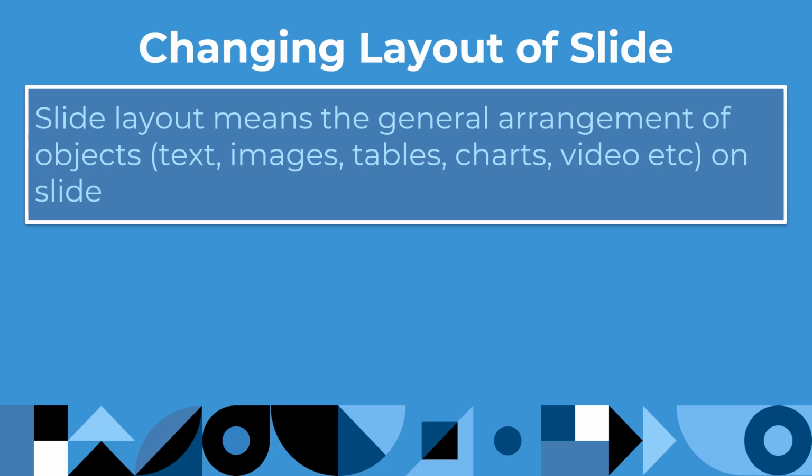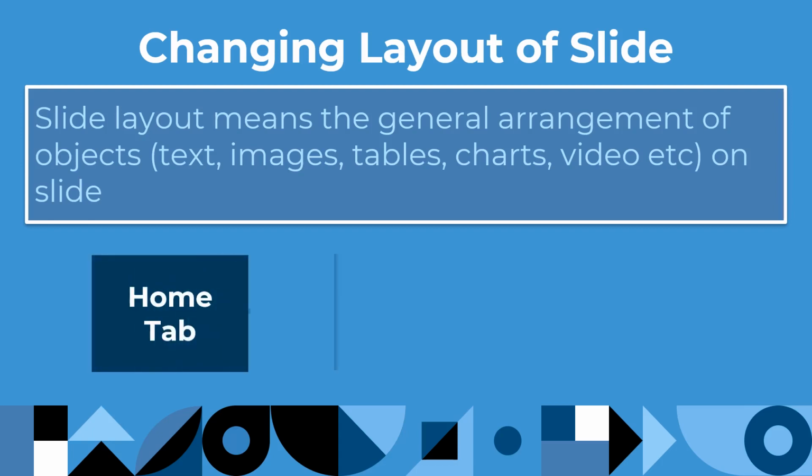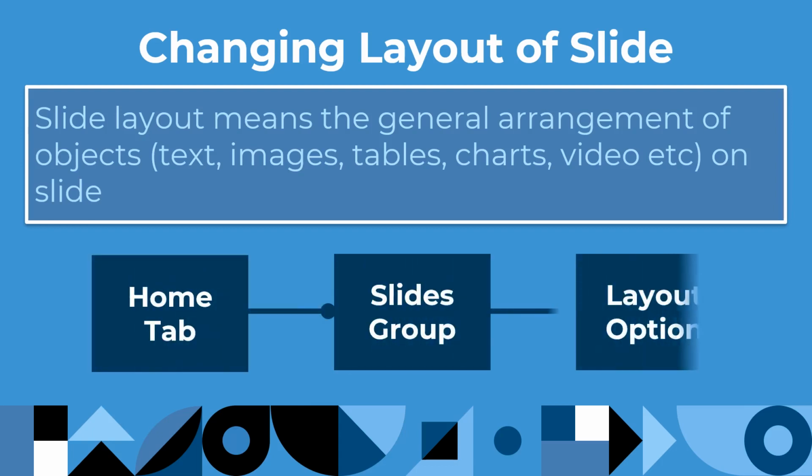Now, how can we change the layout of a slide? Suppose I started working on one slide and later on realized that I want to change its layout. I want to change its arrangement of the objects. How can we change? Home tab, slides group, layout option. It will give you a list of different layouts. Choose the layout that you want.